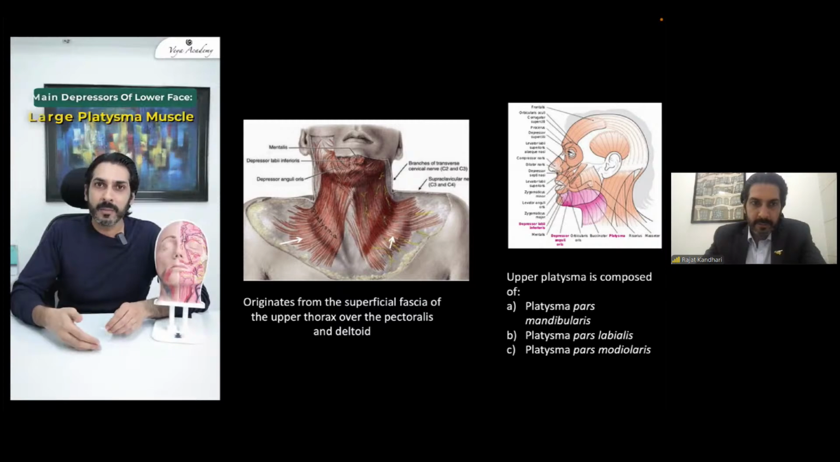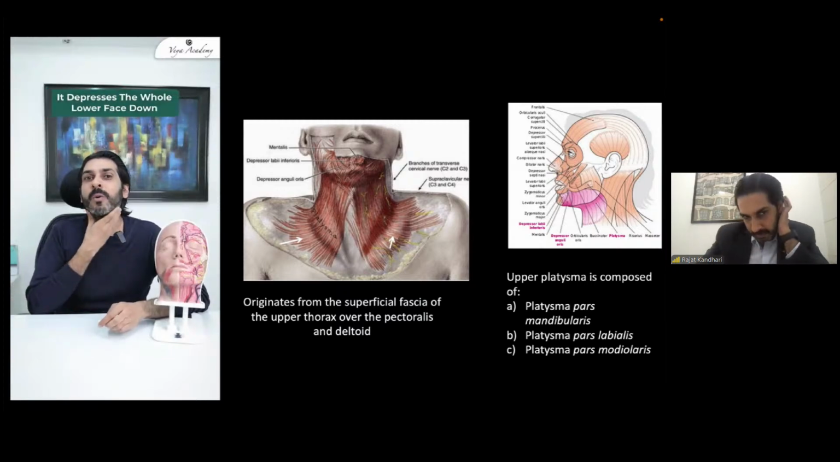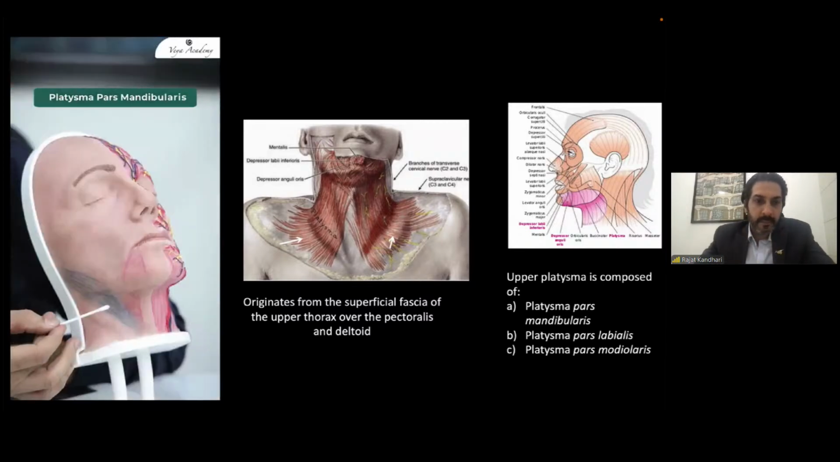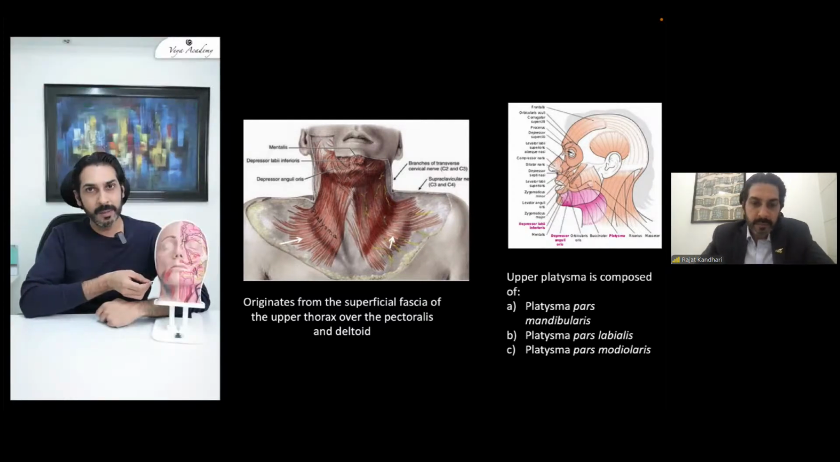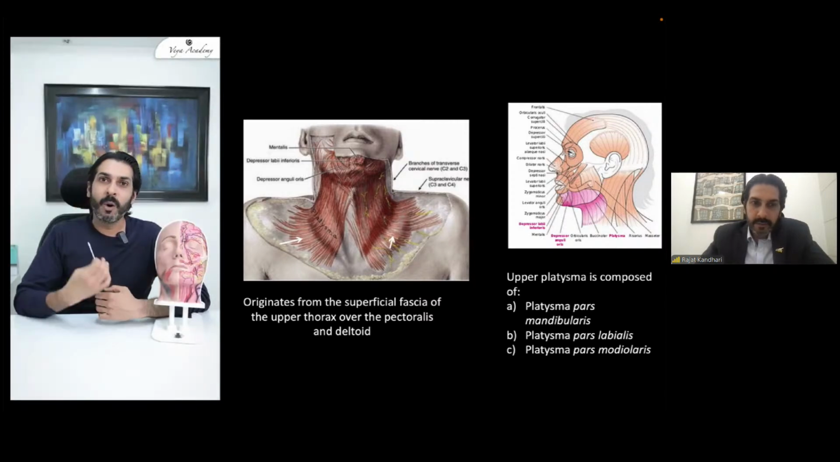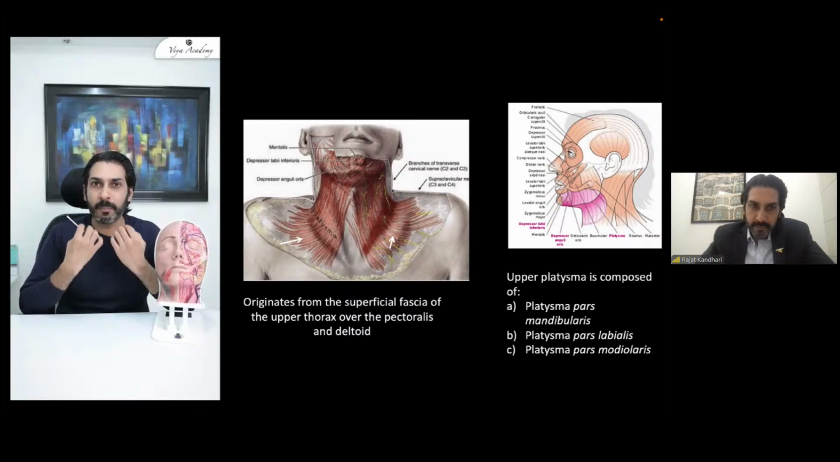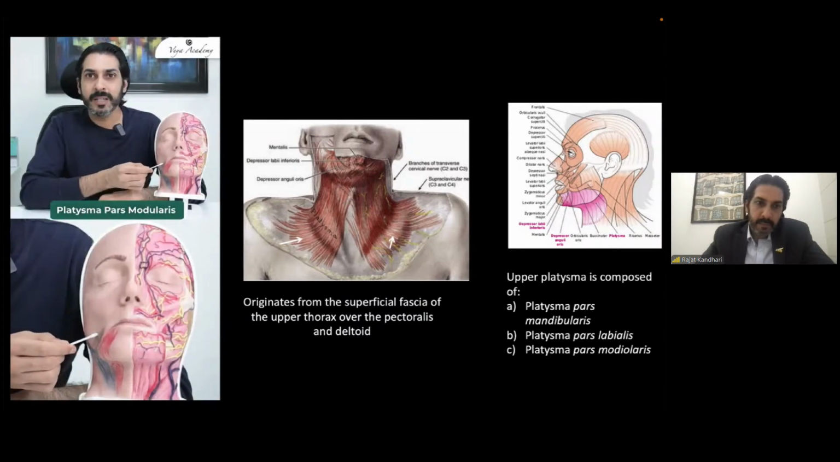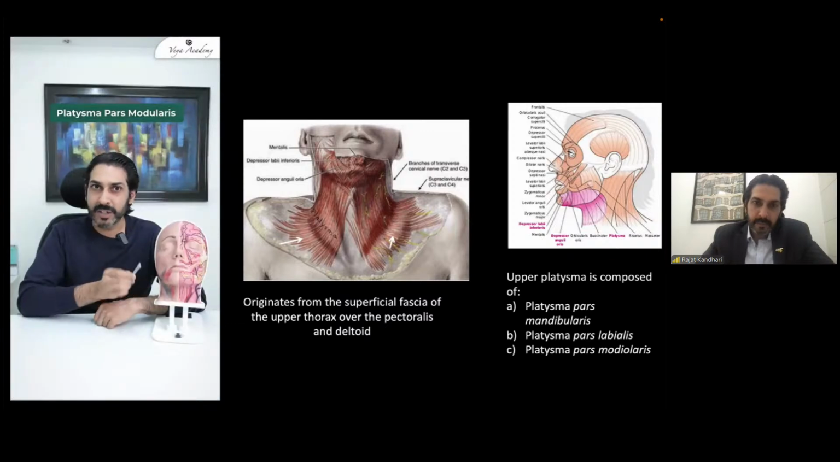And how does it work? It depresses the whole lower face down with its pull, right? And it has three main components. It's got the platysma pars mandibularis, which you see out here in the blue. This attaches to the base of the mandible. We've got in the red the platysma pars labialis, and it attaches to the lower lip, and along with the other depressors causes a pull on the lower lip and the face. And we've got the platysma pars modiolaris, which attaches to the modiolus.